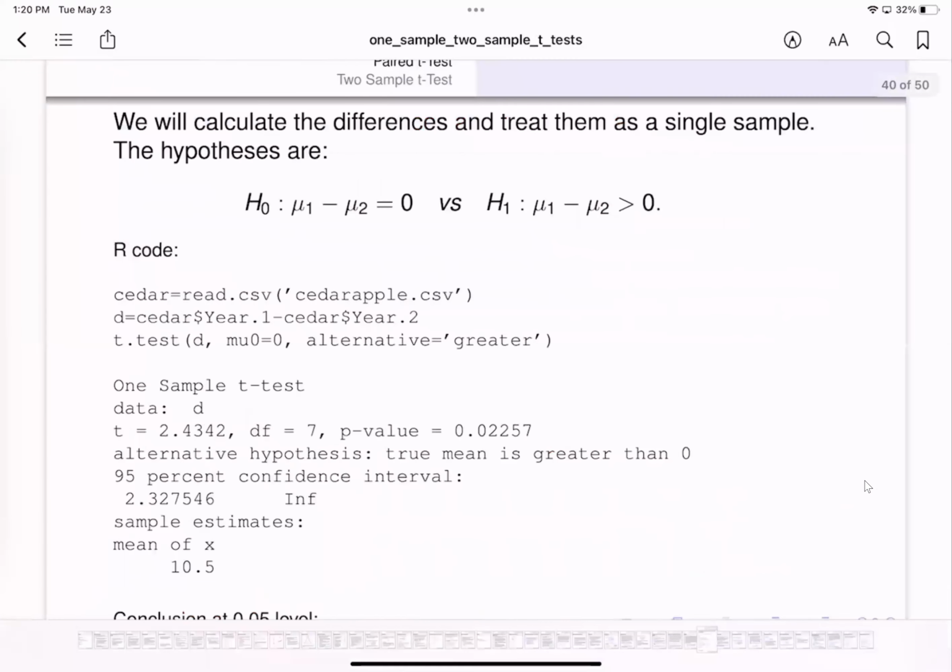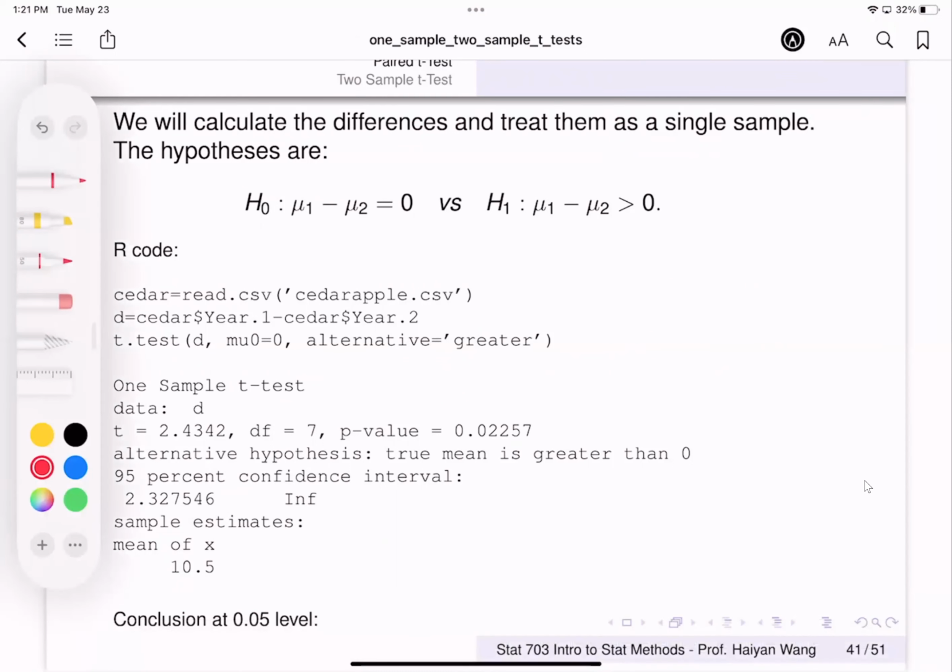So for this one, let's see. We first read in the data and do the hypothesis test. This D computes the difference of the two samples, the paired sample. Afterward, we do t.test on D. The mu0 specifies the value for the null hypothesis. If you do not specify it, it always tests against 0. For this case, since we are testing whether the mean is 0 or not, that's fine.